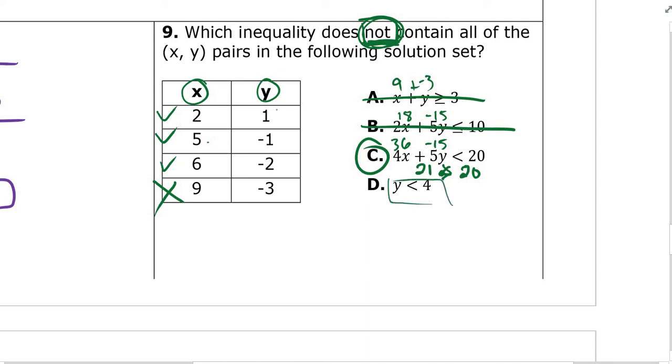D, just by the way, is the easiest one to check because it doesn't even have an X in it anywhere. So you're simply looking at it. -1 is less than 4. Yep. Negative 1 is less than 4. Yep. Negative 2 is less than 4. Negative 3. So D, they all worked as well, and that's the easiest to check.